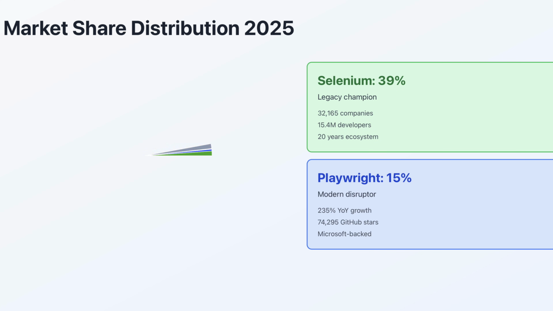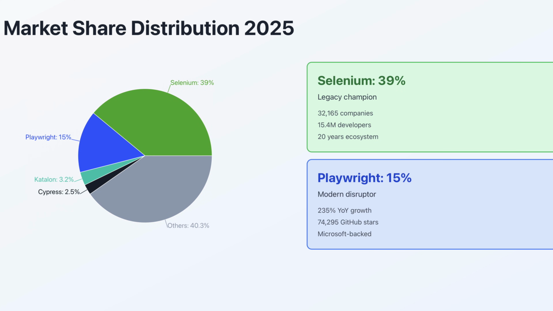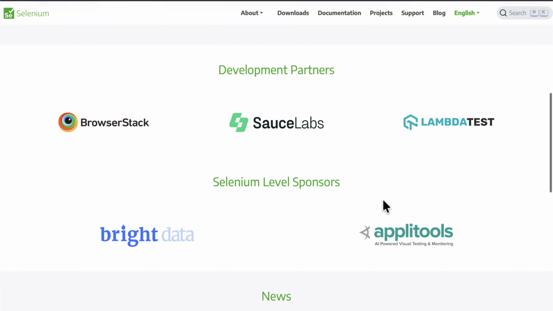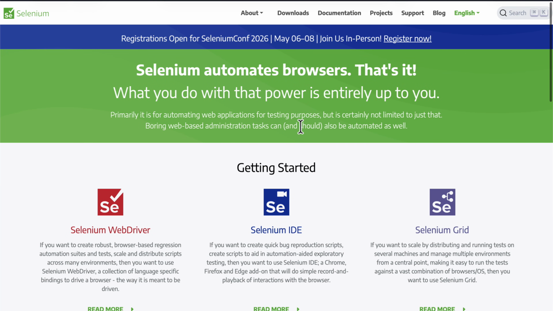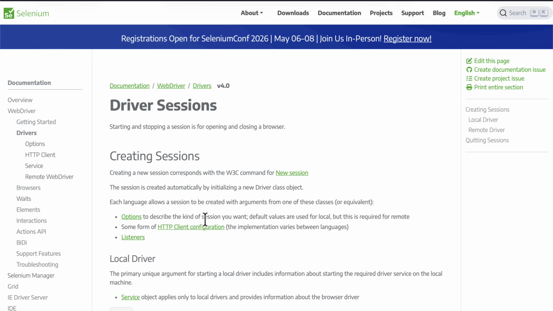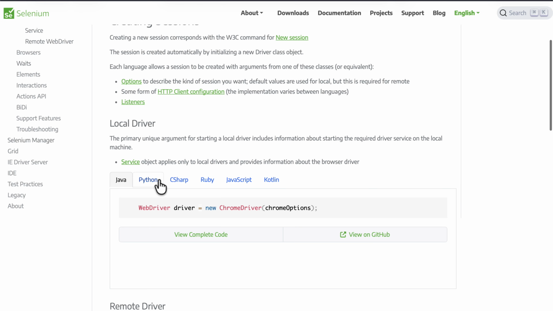And similarly, you can also see that the market distribution for Selenium and Playwright is also huge, because Selenium is a legacy champion, right? Because it's been there for quite a long time. Still, many companies are using Selenium regardless. They're not even trying to migrate to Playwright, because they know that whatever you can do in Selenium can still be done in Playwright, and vice versa. It's not something that you can't do in Selenium which you can only do in Playwright. Nothing like that. You can do everything in Selenium which you can do in Playwright as well.